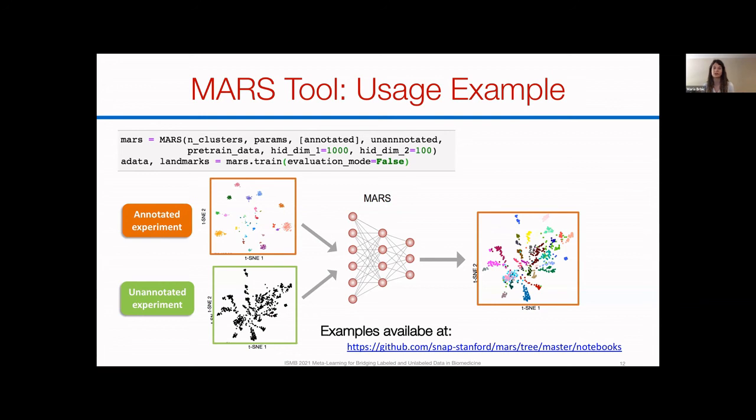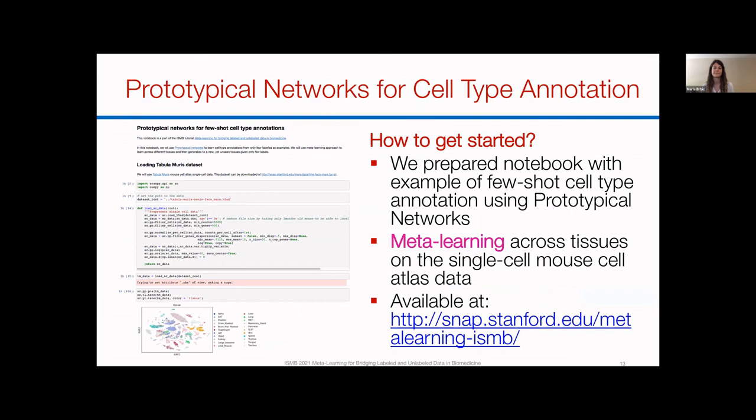And also, to help you get started, we prepared a notebook which shows how you can use prototypical networks for the cross-tissue cell type annotation task on mouse single cell data. Here the model needs to generalize from few labeled examples across different tissues. And the dataset and example are available at the tutorial website.